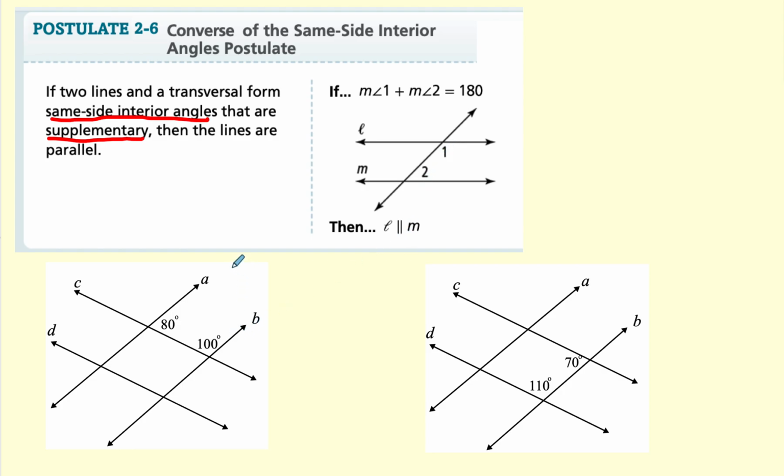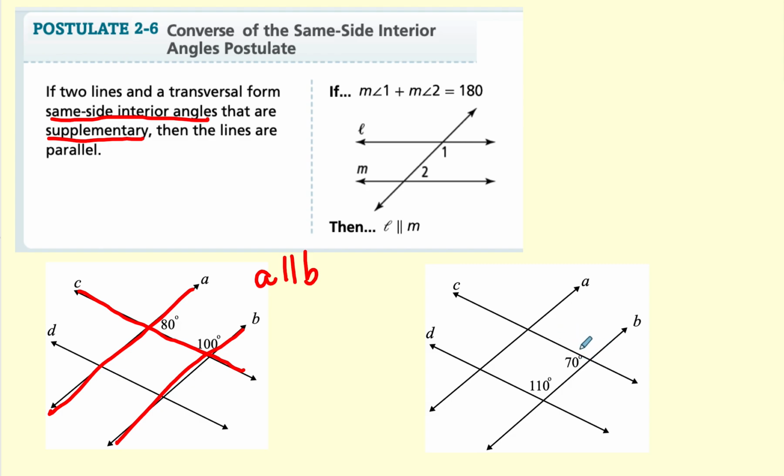Let's take a look at this picture right here. I want you to notice that 80 and 100 are formed by line C, line B, and line A. They are on the interior, just like it says here. They are on the same side, and they add up to 180. So that means that A must be parallel to B. We don't know about C and D, but we know for sure about A and B.